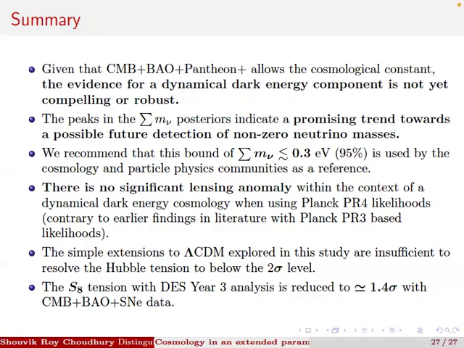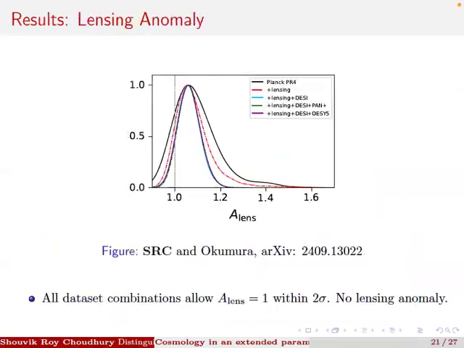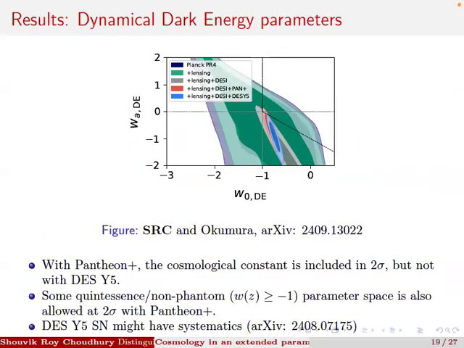One reason not to do that is that we do expect a lot of improvement in chi-square. Even though the cosmological constant is allowed at 2 sigma, the best fit region would be somewhere here. So we expect that it will improve from lambda CDM quite a bit. We didn't do the analysis, but we do expect that the chi-square will improve quite a bit from lambda CDM.